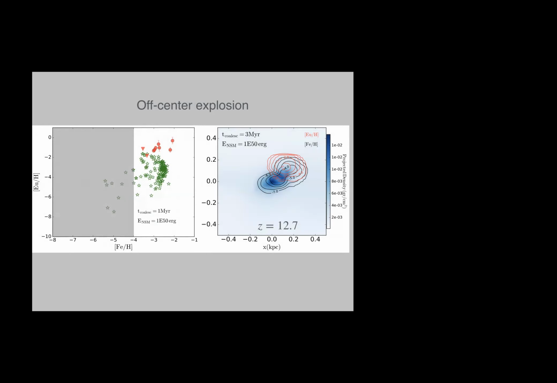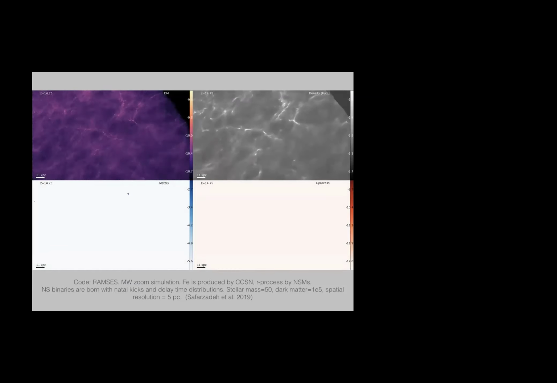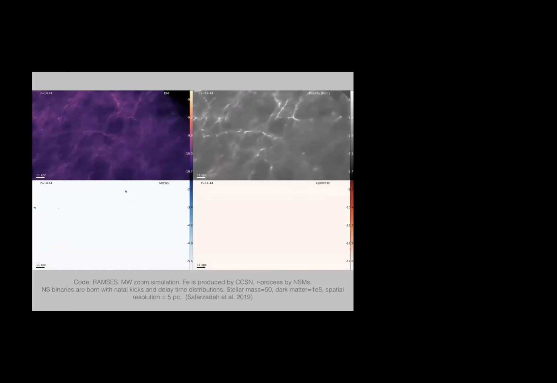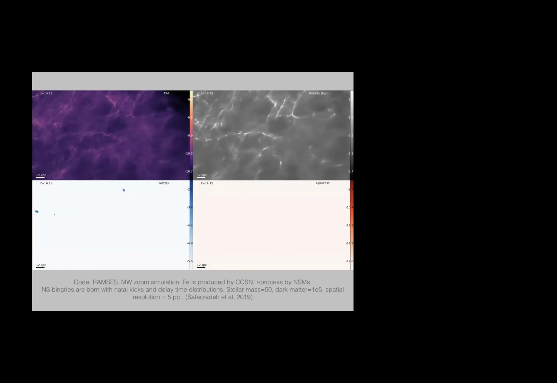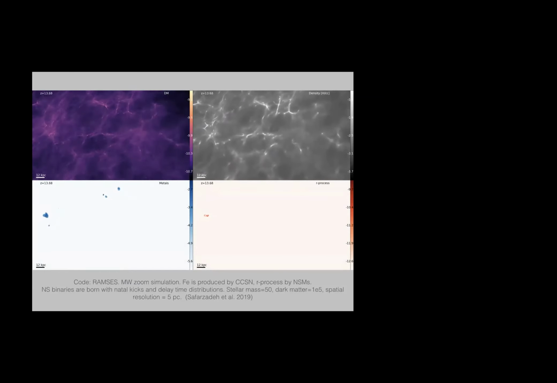So now this is ultra-faint dwarfs, and you can also ask the same question for the R process enriched stars in the Milky Way, and we did a cosmological zoom simulation of a Milky Way type halo. Clockwise from top left, I'm showing you dark matter, hydrogen, R process, and metals. So R process is in the lower right, and metals are in the lower left.